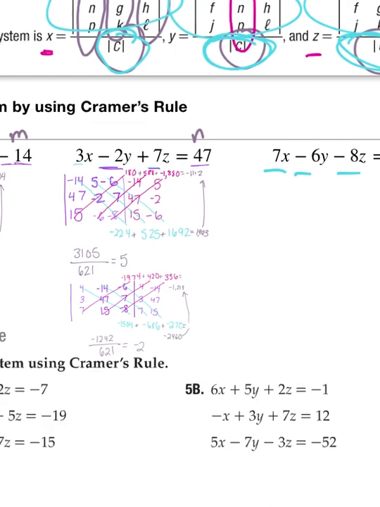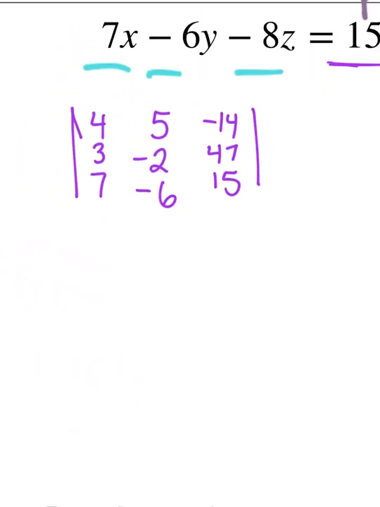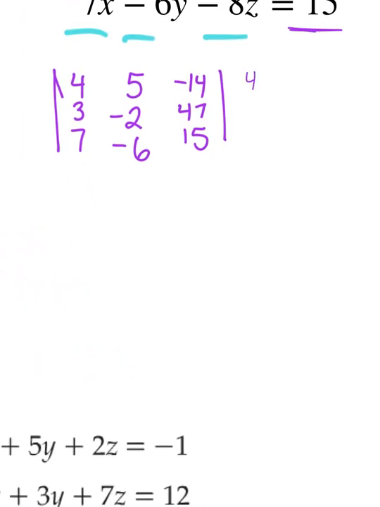And then for the last determinant, I keep saying that, the last matrix. Okay, so it's finding the z values. So the answer numbers of negative 14, 47, and 15 go in that spot. And then the coefficients for the x's of 4, 3, and 7. And the coefficients for the y's are 5, negative 2, negative 6. So solving this matrix, copy down the first two columns again.